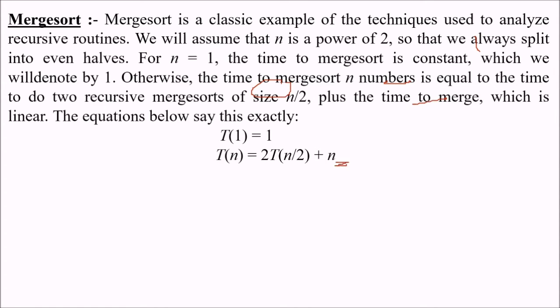This is the time to merge, and this is the time to divide. These are two halves. This is the time to sort the two halves, and this is the time to merge. So the equation below says exactly that: T1 equal to 1, only one element, that is already sorted. Otherwise it will be divided into two parts, and this will be 2 T(n by 2). So we have to recursively do T(n by 2), and then add the effort taken to merge.